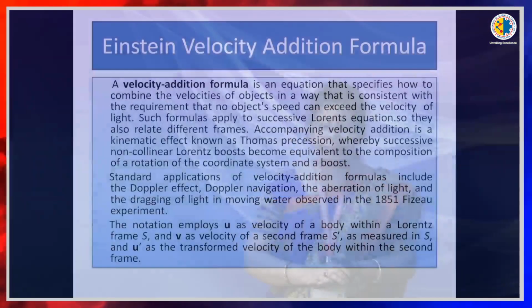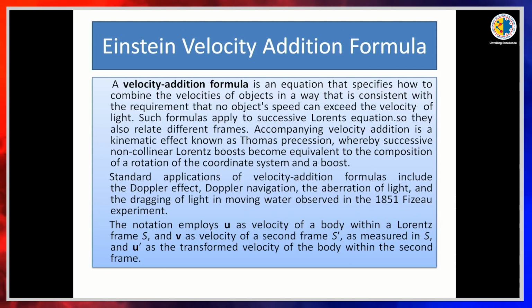Now, some brief history is given about the Einstein velocity addition formula. A velocity addition formula is an equation that specifies how to combine the velocities of objects in a way that is consistent with the requirement that no object's speed can exceed the velocity of light. Such formulas apply to successive Lorentz transformations, so they also relate different frames.